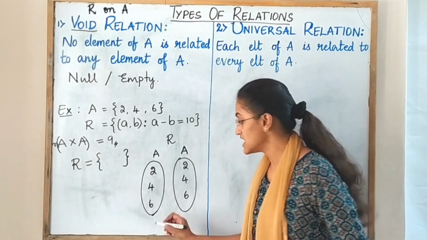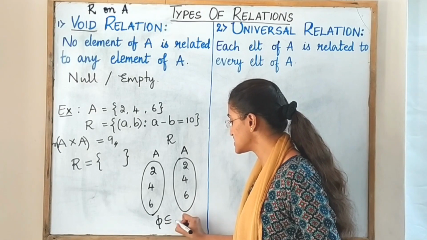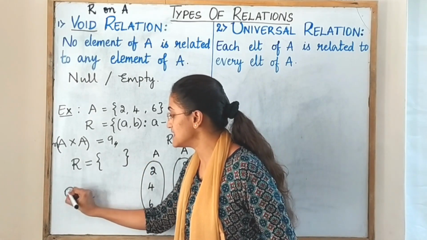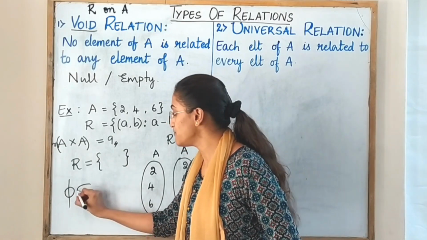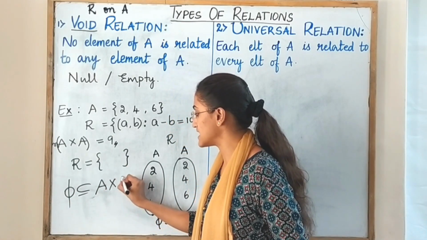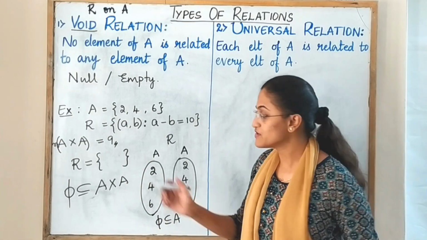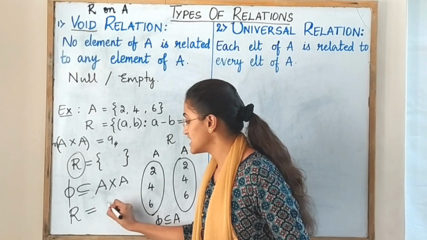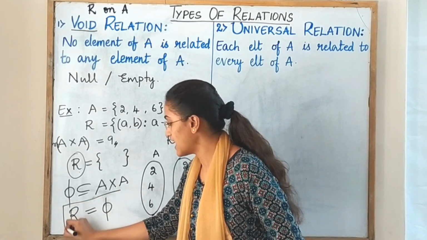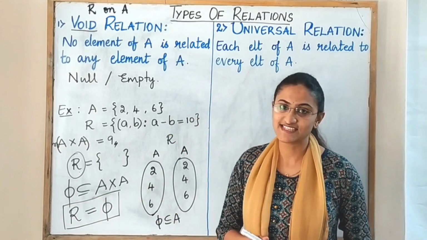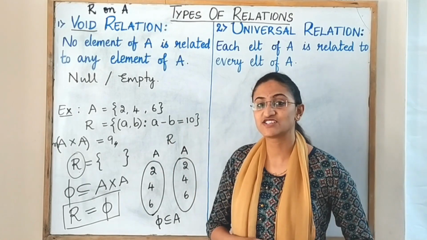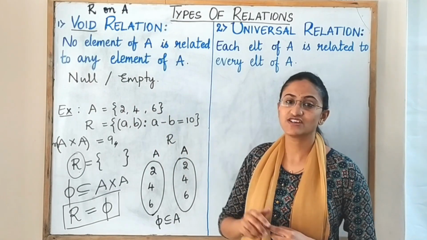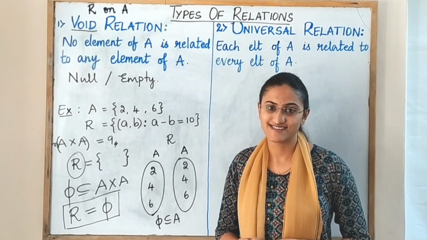You already know that the null set is a subset of any set, and hence even now you can tell that the null set will be a subset of A cross A. Therefore the relation R that we have got is nothing but a null relation. R will be equal to a null set, and hence such relations may be called null relation, empty relation, or void relation.